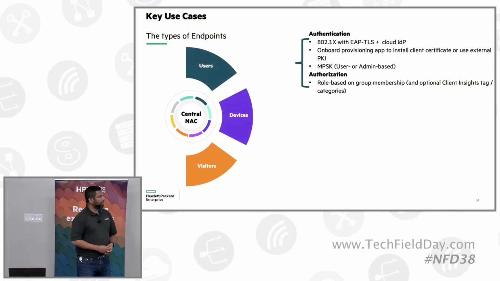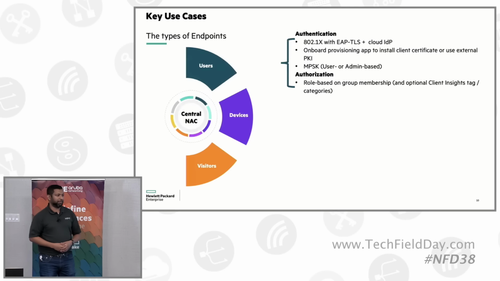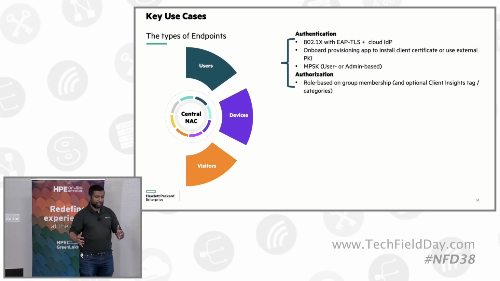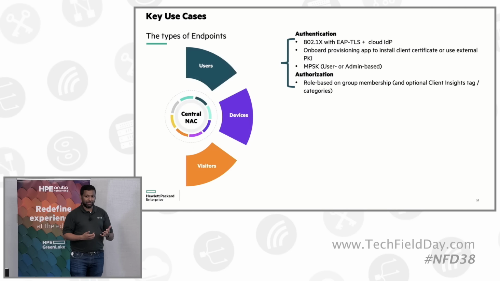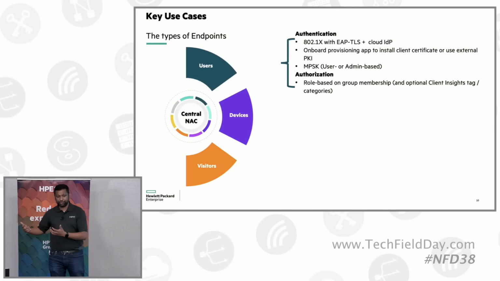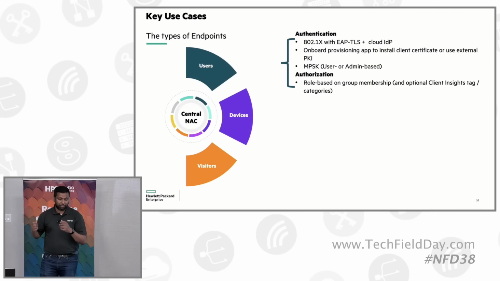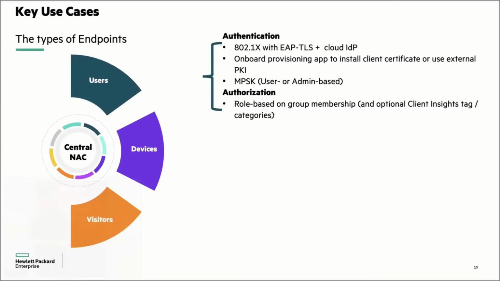Here I wanted to talk about some of the key use cases that we are trying to solve with Central NAC. Like I mentioned before, on-prem NAC solutions tend to be very complex and are more suited for use cases that are very niche. If an organization has a lot of niche use cases, then maybe a complex on-prem solution might be a good fit. But here we are aiming for simplicity.